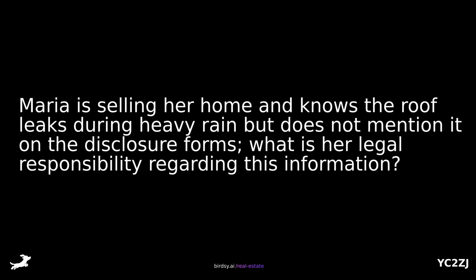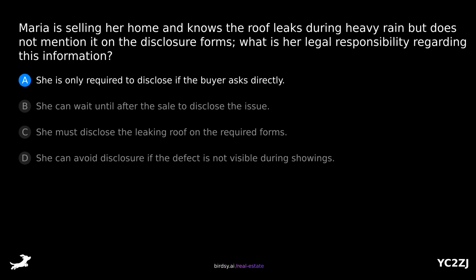Maria is selling her home and knows the roof leaks during heavy rain, but does not mention it on the disclosure forms. What is her legal responsibility regarding this information? Is it A. She is only required to disclose if the buyer asks directly? B. She can wait until after the sale to disclose the issue? C. She must disclose the leaking roof on the required forms? Or D. She can avoid disclosure if the defect is not visible during showings?